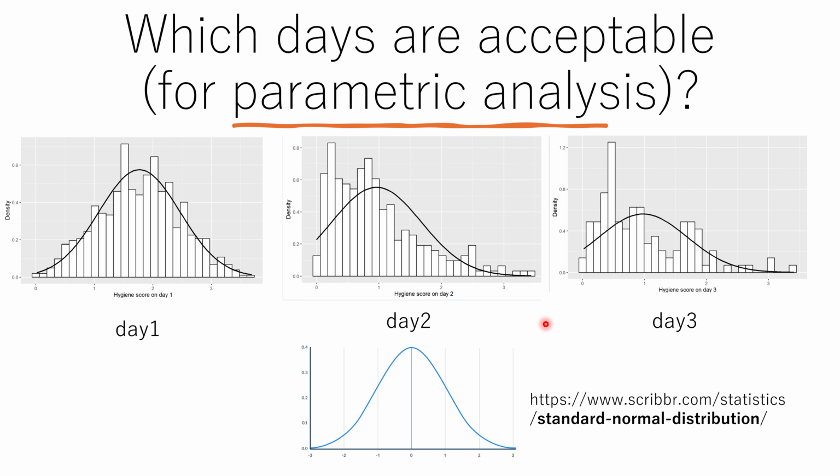And this is the summary of the result. This is the standard normal distribution, the blue line. But this is the density curve. Day 1 looks good. Day 2 and day 3 do not satisfy the conditions.